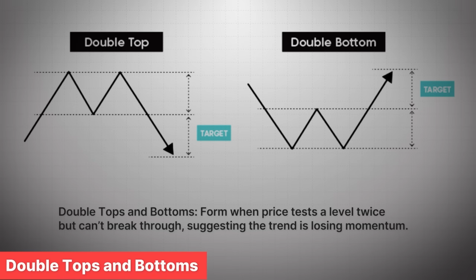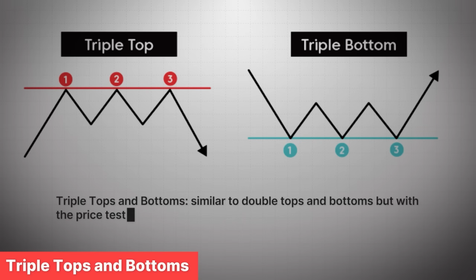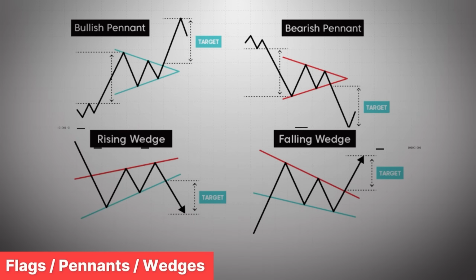These form when price tests a level twice, but can't break through, suggesting the trend is losing momentum. A double top often leads to a bearish reversal, while a double bottom can result in a bullish reversal. Triple tops and bottoms are similar, with the price testing a level 3 times before reversing. Continuation patterns suggest that the current trend is just taking a breather before likely resuming.